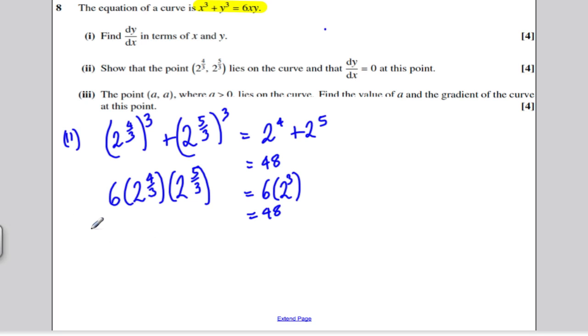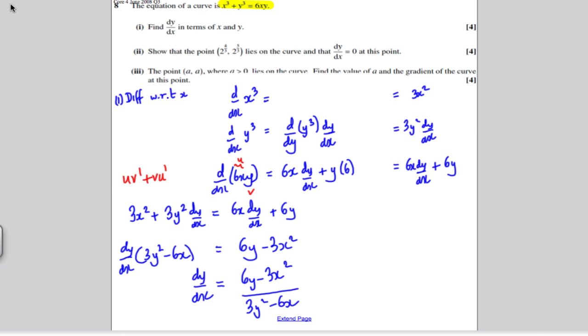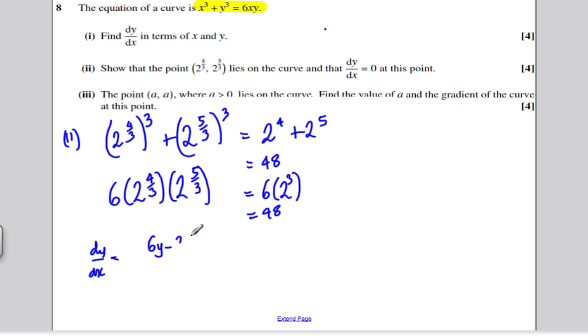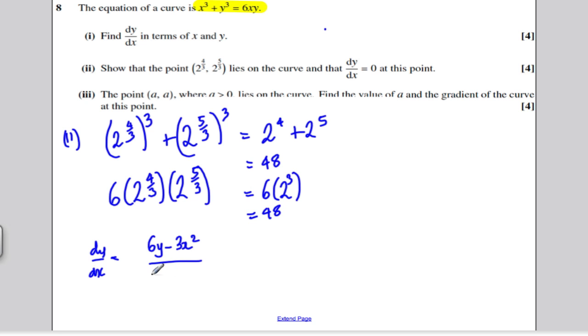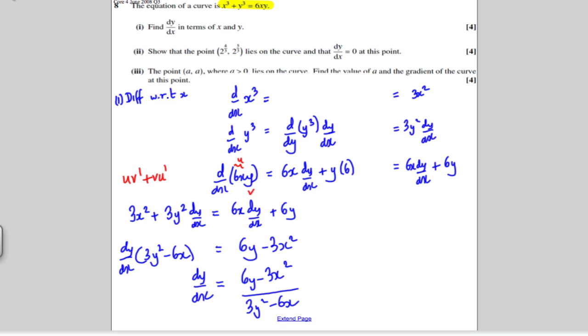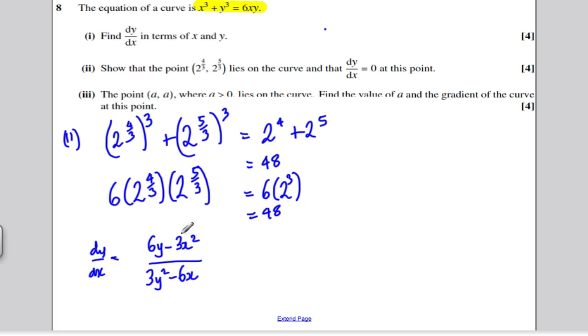Let's check what dy by dx is at this point. We know that dy by dx was given by a formula we worked out on the previous page. It was 6y minus 3x squared divided by 3y squared minus 6x. Now, the only way this can be 0 is if the top is 0. That's the only way this can be 0. So all we need to check is whether the numerator is 0.